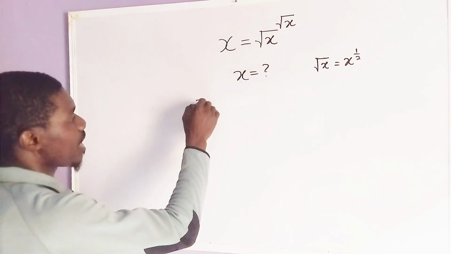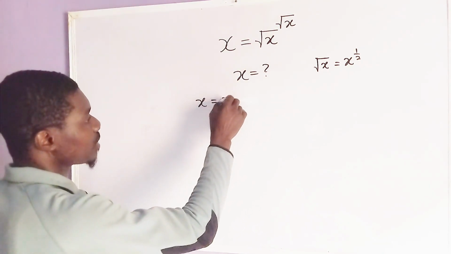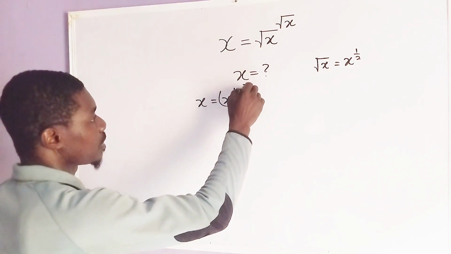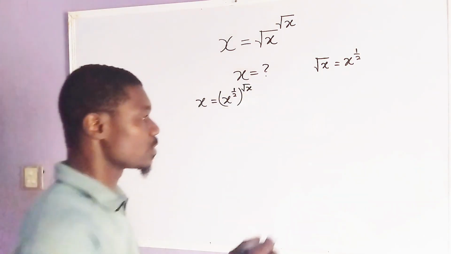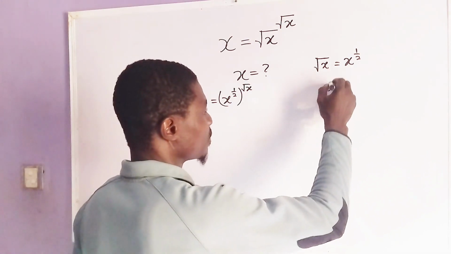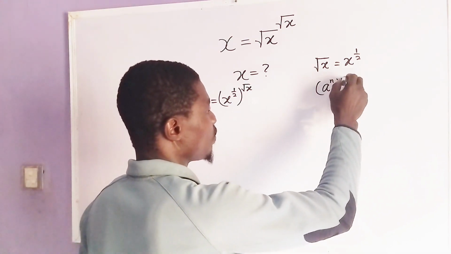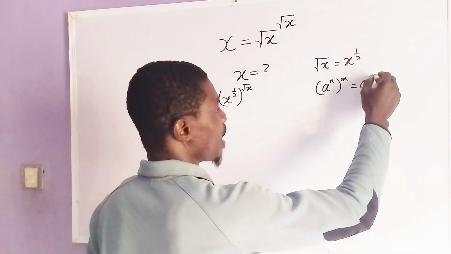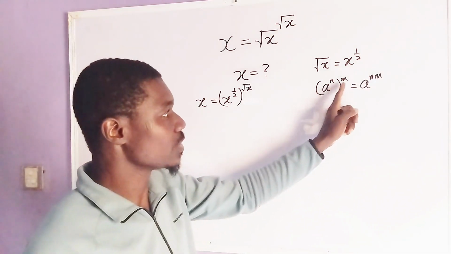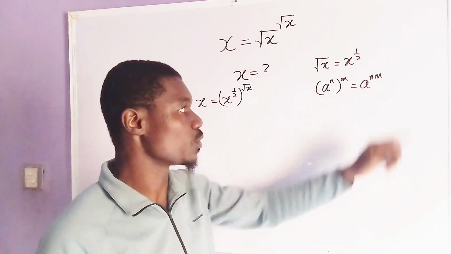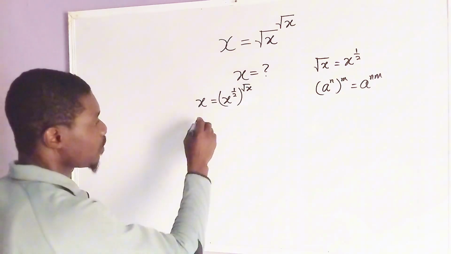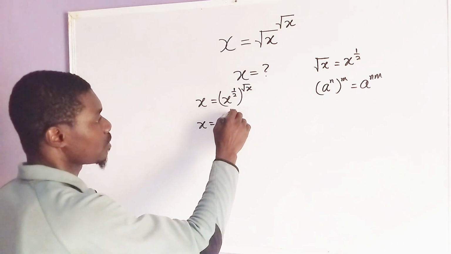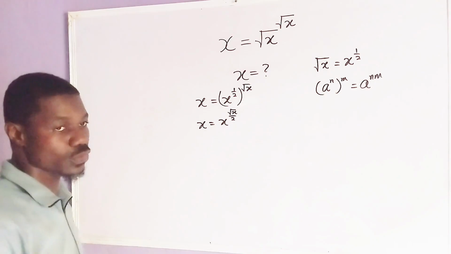So here we have x then equals x raised to the power of 1 over 2, or raised to the power of what? x squared. And let us also take note that when you have a raised to the power of n, or raised to the power of m, this can also be a raised to the power of mn, where the two exponents multiply. So applying that rule here, we have x equals x raised to the power of the square root of x all over 2.